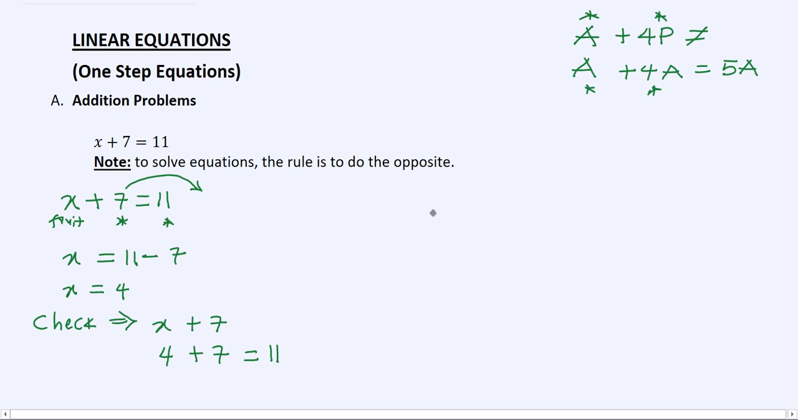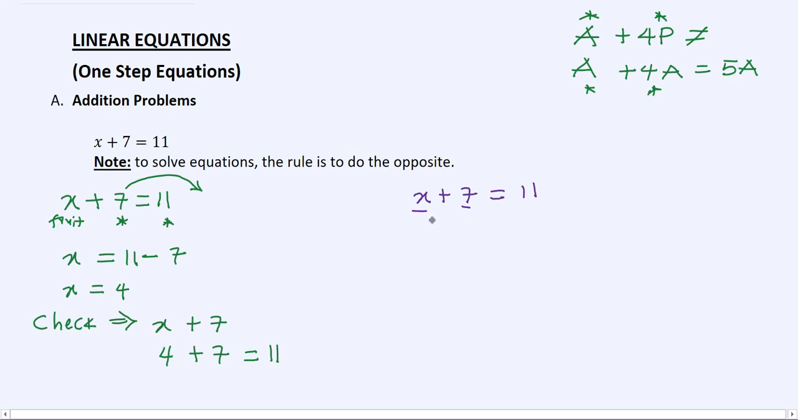Okay. But then I want you to think about this in this manner, because in the note we said to solve equations, the rule is to do the opposite. So let's say x plus 7 is equal to 11. For us to isolate x, or to make x stand alone, we have to look out for the number that is close to x, and that is 7. So how can we make x stand alone? We can make x stand alone by getting rid of 7, which means we have to remove 7 from this side of the equation.